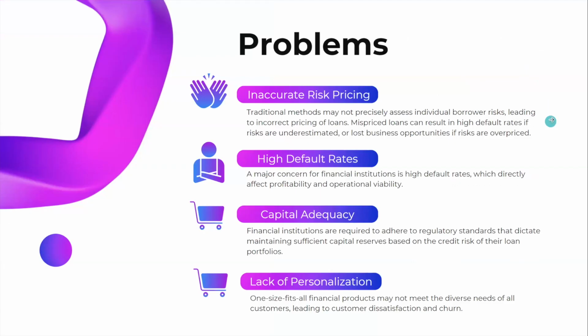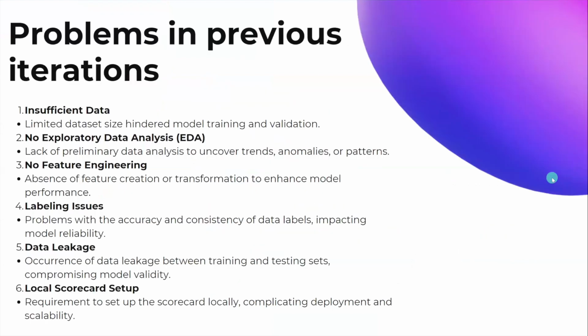The problems that motivated us to have this project were inaccurate risk pricing, since traditional methods can't give you a precise assessment of what we could charge an individual borrower; high default rates; capital adequacy, as financial institutions are required to adhere to certain regulations and maintain a certain limit of credit; and lack of personalization.